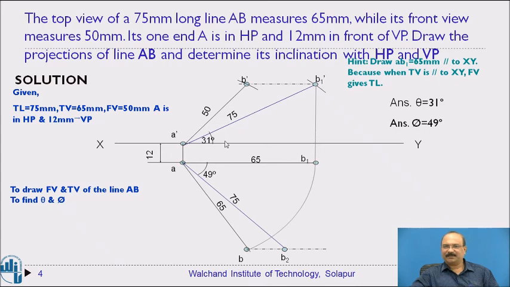Then the expected answer is 31 degree as theta, which is the angle made by the line with the HP, and similarly the angle made by the line with the VP is 49 degree. Means you have written both the answers and you have considered all the information given in the problem. One more condition you had forgotten: 12 millimeter length is given, and you take that 12 millimeter is in front of the VP.